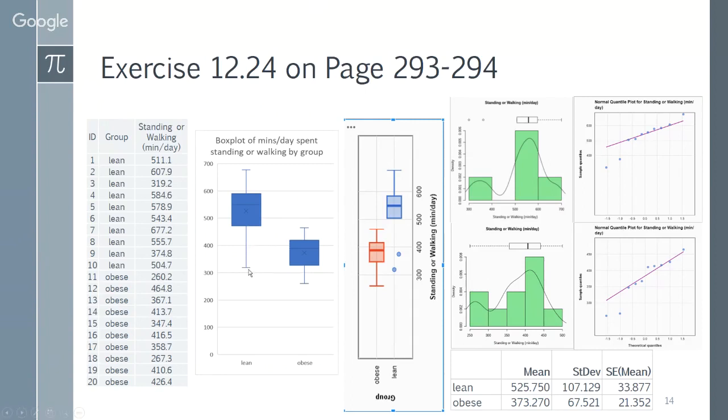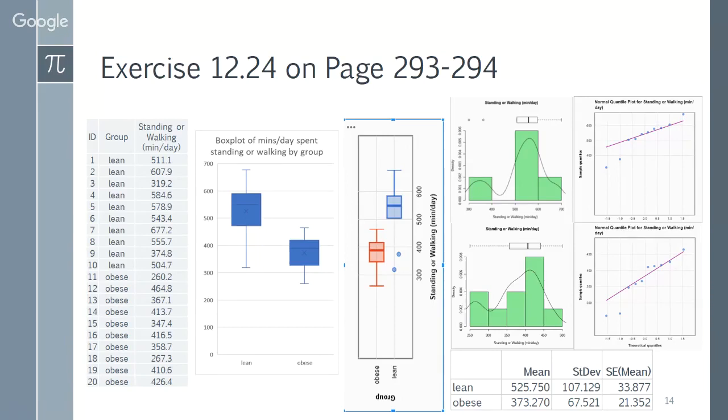We just get the minimum, the first quartile, the median, and this X is actually the mean, the third quartile, and the maximum. So the lines go all the way to the maximum and minimum, versus, again, Google Sheets, where the lines stop at the interquartile range. You still get the same idea from both.